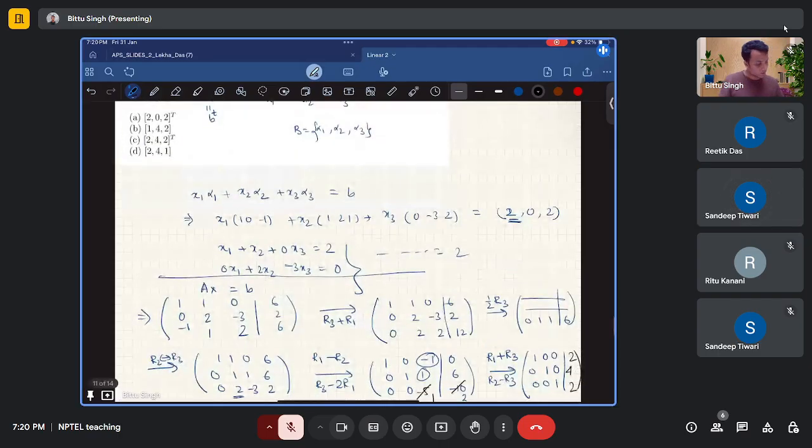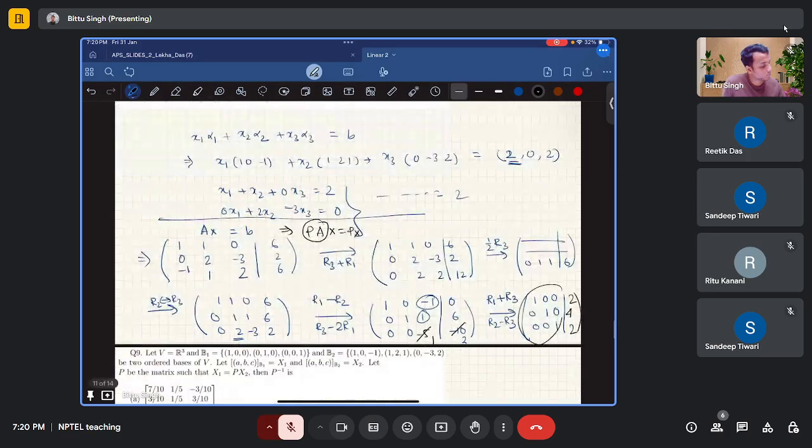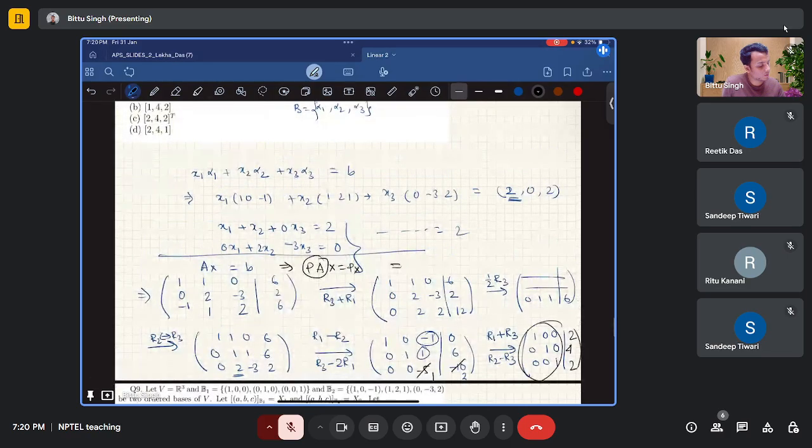Okay. So 2 4 2 is the right answer because this means Ax equal to B. I am reducing to row echelon form, which is identity times x equal to something. So what is the meaning of identity x? I am applying some elementary operations. It means P times Ax is the same as P times B. But you can see PA becomes identity, right? So I am getting identity times x equal to PB.